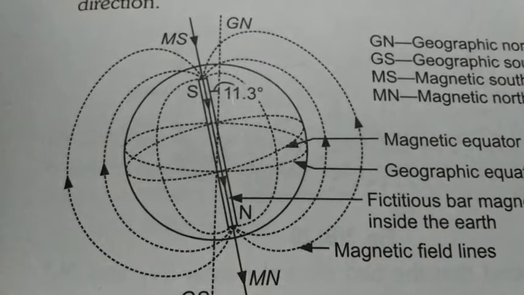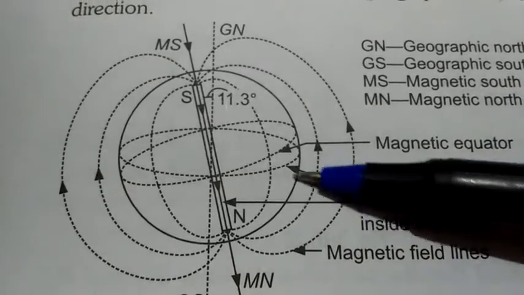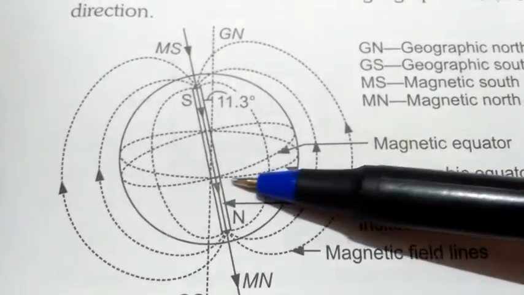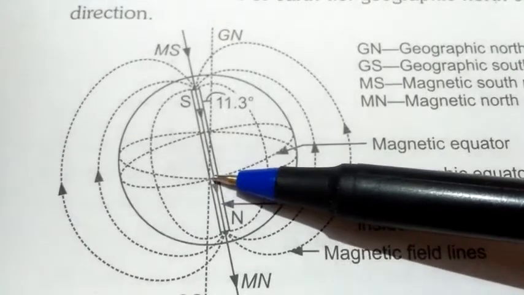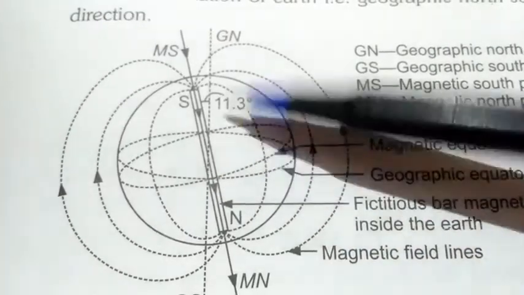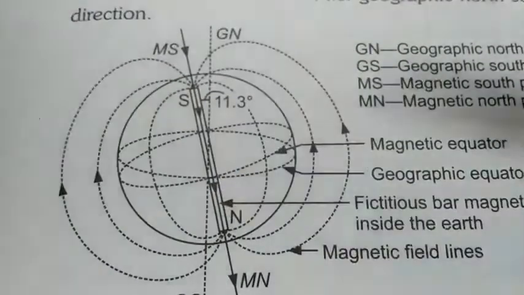And we also have the geographic equator. Here you can see this one. The surface of this geographic equator is perpendicular to the geographic axis.